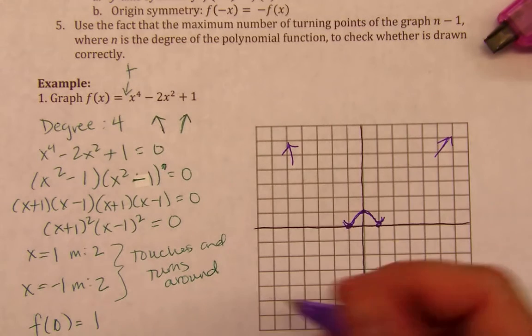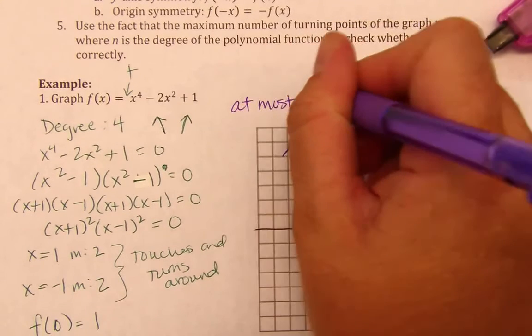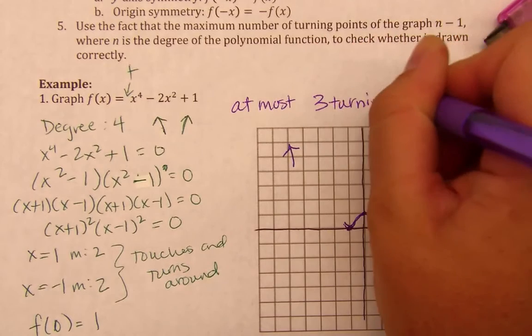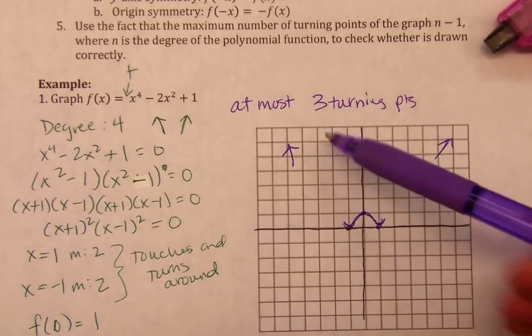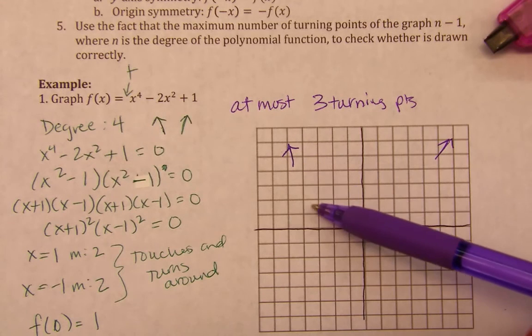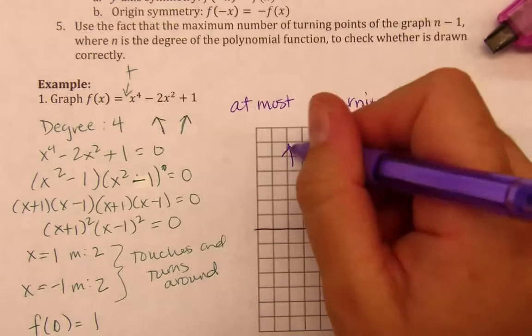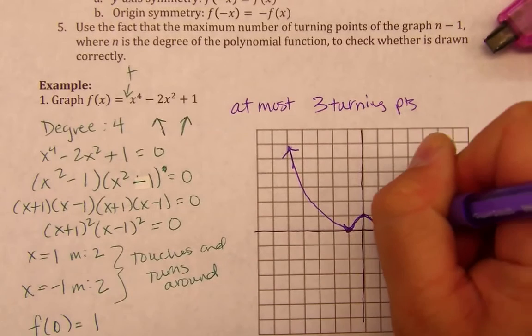Now, I also know that I have at most 3 turning points, because if my degree is 4, then I can have at most 3 turning points. So if I'm going up towards infinity here, I can come down, turning once here, once here, and once here. So I've used all my turning points. I have no more turning points. So this is what the rest of my graph must look like.